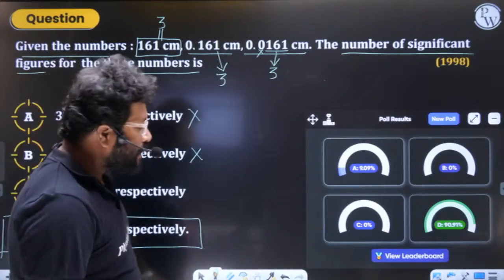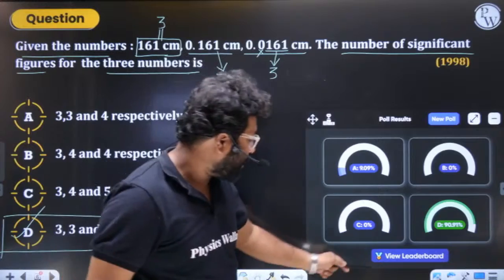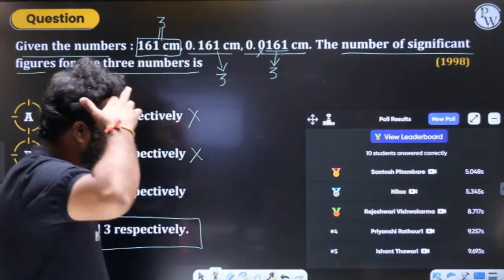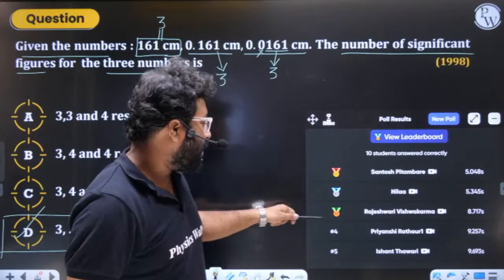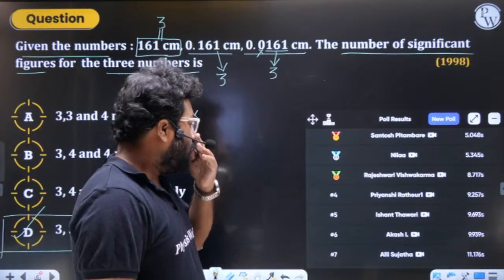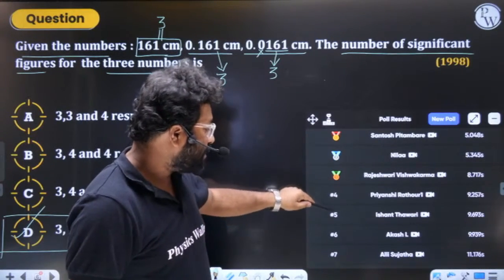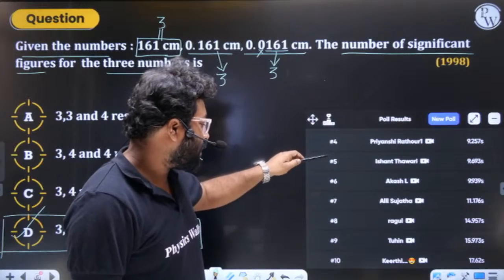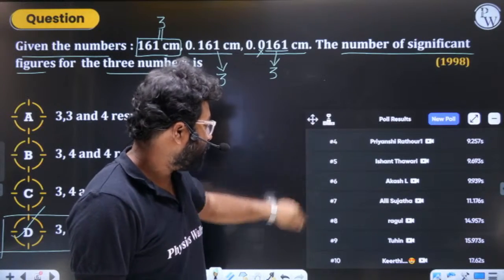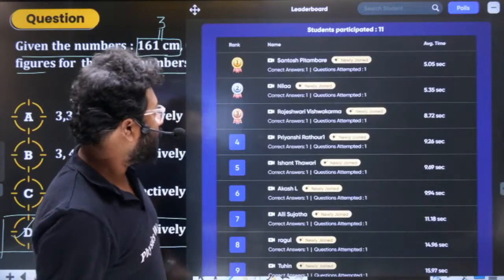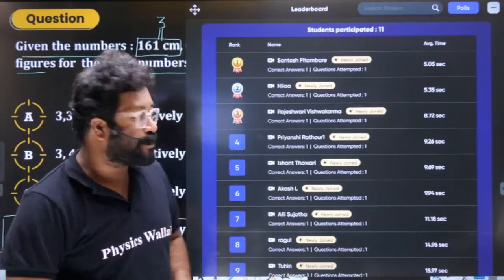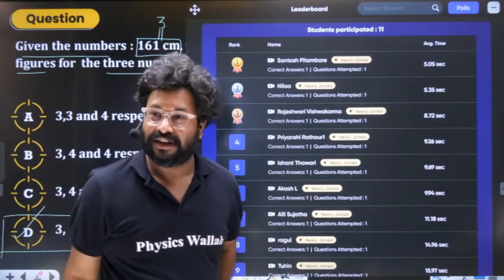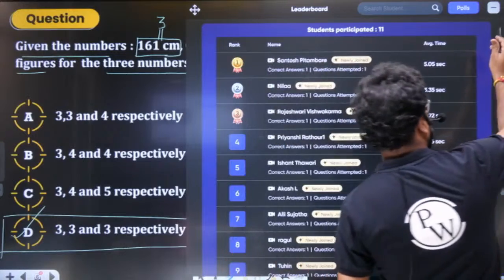Let's see the result. 90% students have answered it correctly. Very good. Fantastic. Out of which 10 students have answered it correctly: Santosh, Neela, Rajeshwari, Priyanshi, Ishan, Akash, Ali, Sujata, Ragul, Tuhin, Kirti. Very good. Fantastic. And the student who has answered it first is Santosh Pitambari. Fantastic. Okay. Chalo. Very good, beta.